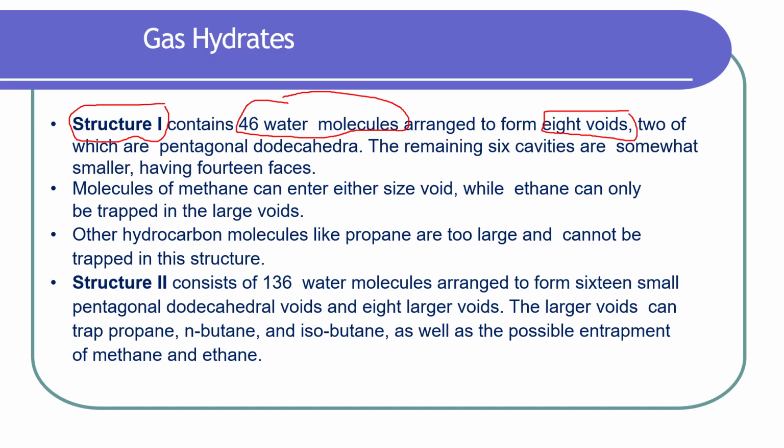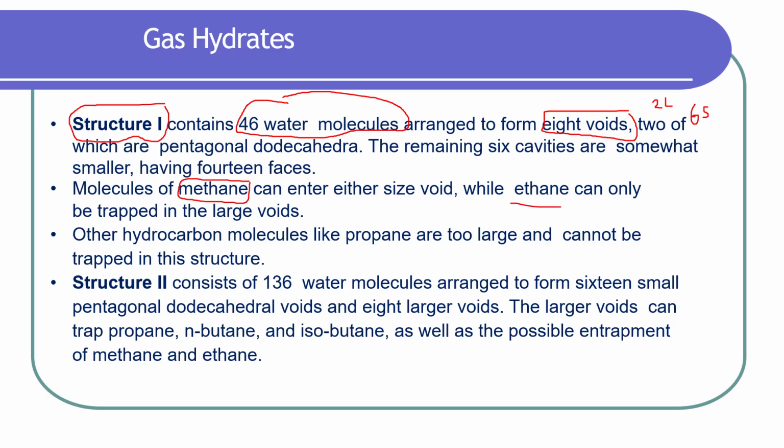Now, when we talk about structure 1, having, for example, 8 voids, 2 of them you can consider large, and 6 approximately you can think of as small, which means that I can entrap mainly methane gases in the 6 cages that you have. Methane can also be entrapped in the 2 large, or what we call the 2 pentagonal ones. But you can also entrap the ethane as well.